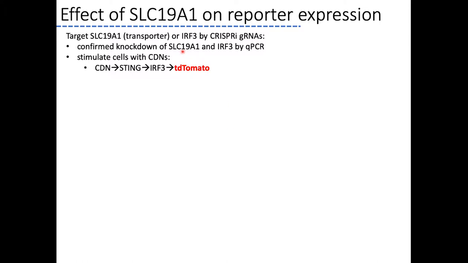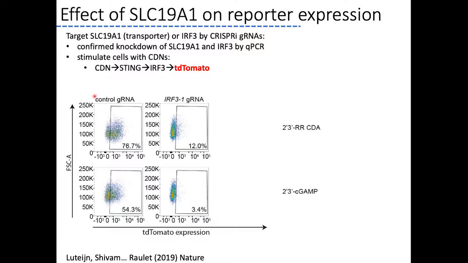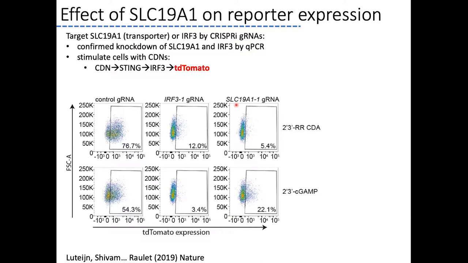So to look at the role of SLC19A1 in CDN activation, we generated cell lines that are depleted for SLC19A1 or IRF3 using CRISPR-I guide RNAs, and we confirmed the knockdown using qPCRs. And then we stimulated the cells with cyclic dinucleotides. So in this situation here, we have cells expressing a control guide RNA stimulated with the synthetic CDN or cGAMP. You see nice tdTomato reporter expression induction. If we knock down IRF3, reporter expression is highly reduced. But also when we knock down SLC19A1, the reporter induction is highly dampened.